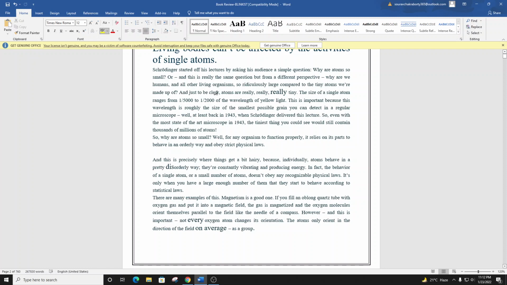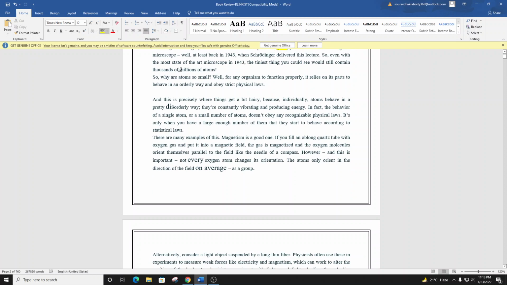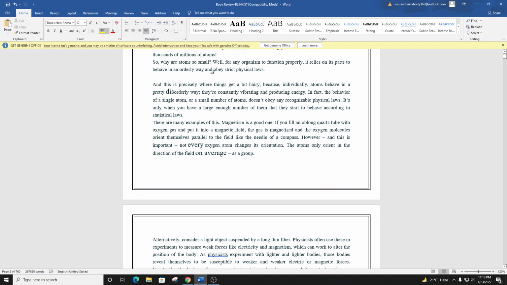And just to be clear, atoms are really, really, really tiny. The size of a single atom ranges from 1/5000th to 1/2000th of the wavelength of yellow light. This is important because this wavelength is roughly the size of the smallest possible grain you can detect in a regular microscope. Well, at least back in 1943 when Schrödinger delivered this lecture. So, even with the state-of-the-art 1943 microscope, the tiniest thing you could see would still contain thousands of millions of atoms. So why are atoms so small?